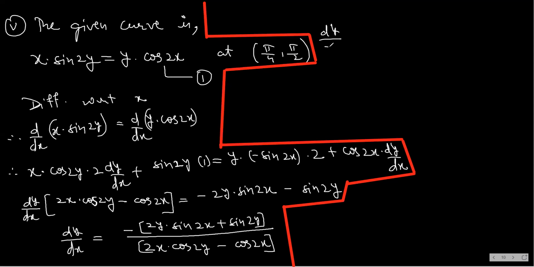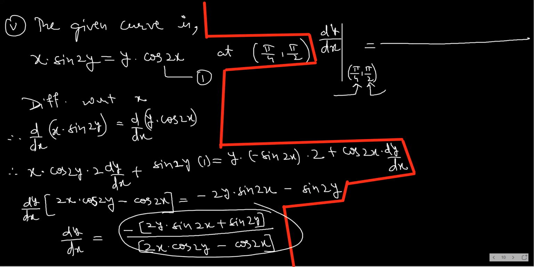Therefore dy by dx at (5 by 4, 5 by 2). What does it mean? It means where you have x, you will write 5 by 4, and where you have y, you will write 5 by 2 in this. Okay, let's do it.